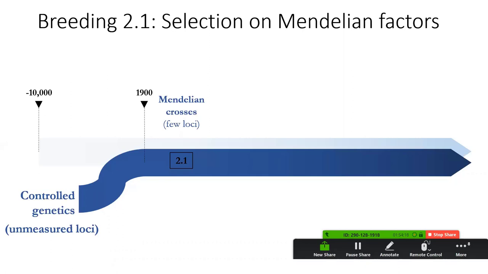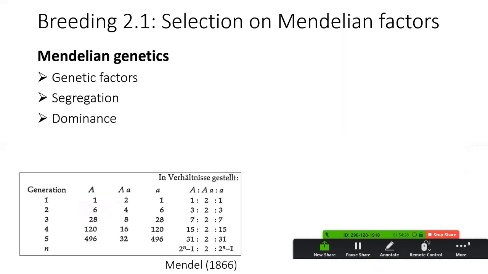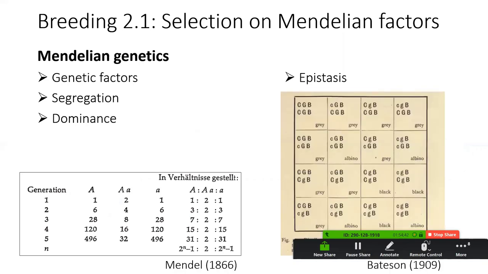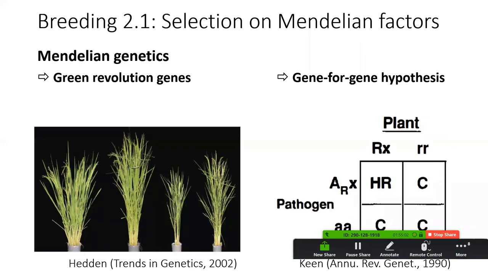And so one basic approach was to rely on Mendelian factors, or modelization of Mendelian factors, with respect to few loci again. Mendel, at the end of the 19th century, defined genetic factors and modeled their segregation and also described the phenomenon of dominance. And later, at the beginning of the 20th century, epistasis, so complementation not within one particular locus, as is the case for dominance, but with respect to multiple loci, was described by Bateson, Saunders, and Punnett, which made the Punnett square. And so these applications of this kind of knowledge were very important in plant breeding.